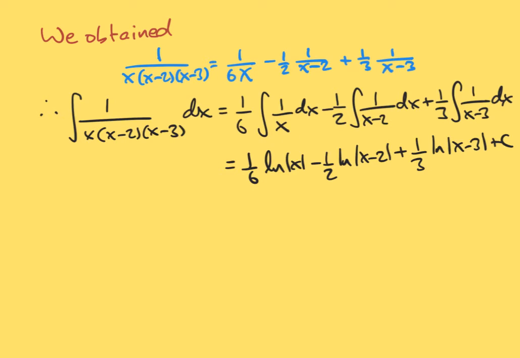And these are all linear terms, and we can just write the answers down, they're logarithms. So it's the logarithm of x times the 1/6. If you differentiate it, you would get 1/6 times 1 over x. Perfect. Here we have minus a half times the log of modulus of x minus 2. If you differentiate that, you will get 1 over x minus 2 multiplied by the derivative of that, but that's just 1.